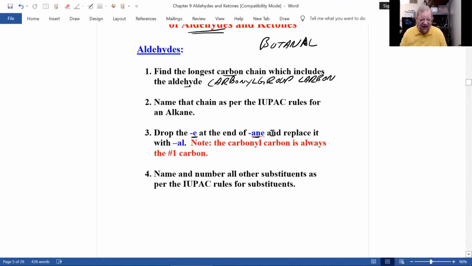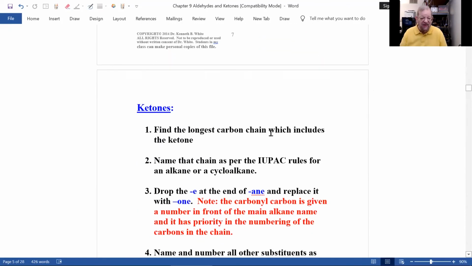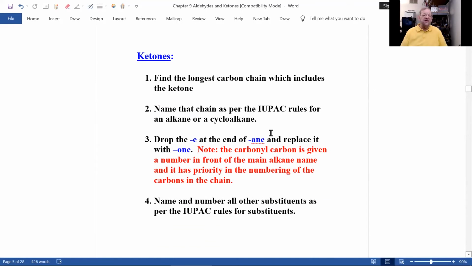And that's how you do aldehydes. Let's do ketones. Now, ketones are a little different. First of all, if it's acyclic, find the longest carbon chain, which includes the ketone, meaning the carbonyl carbon, and name it as an alkane. But unlike an aldehyde, you can have cyclic ketones and name it as a cycloalkane.